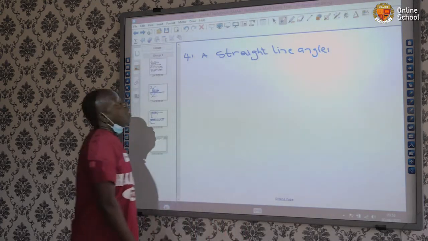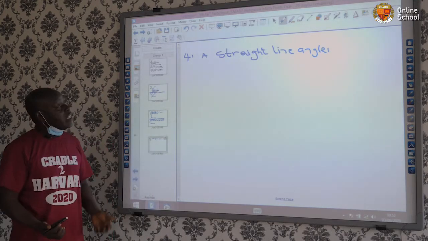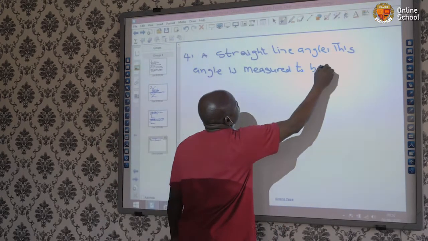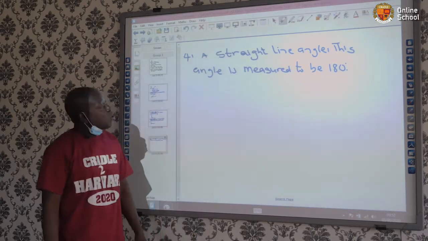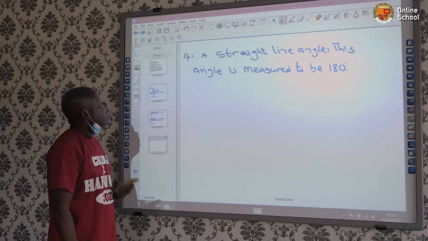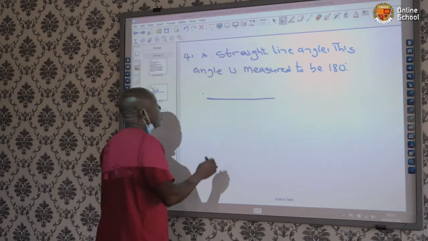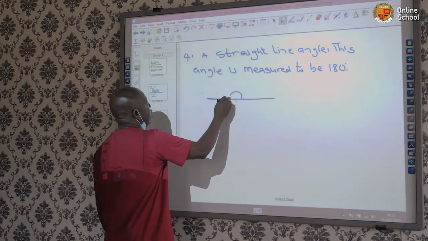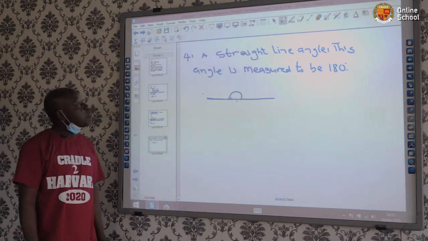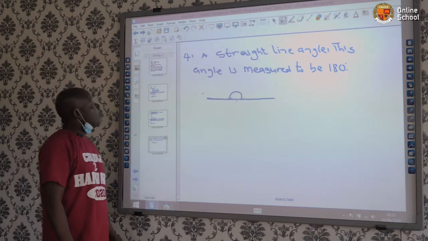A straight line angle, or angle on a straight line, is exactly 180 degrees. This angle is measured to be 180 degrees. And the diagram looks like this. It's a straight line. This is the center. The angle is formed like this. So any number that is exactly 180 is an angle on a straight line. Then we move to number 5.